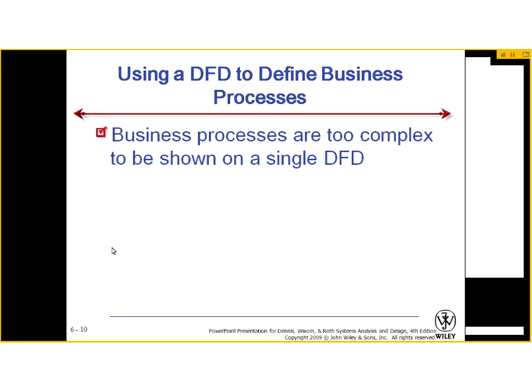So when you try to show the complete system in a single DFD, you can't, because business processes are quite complex to be shown on a single DFD. So when you want to explain your system, you end up having multiple data flow diagrams which can show your complete system.